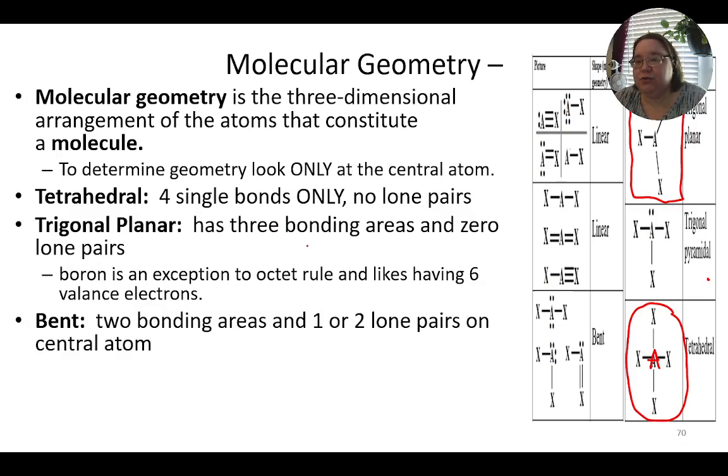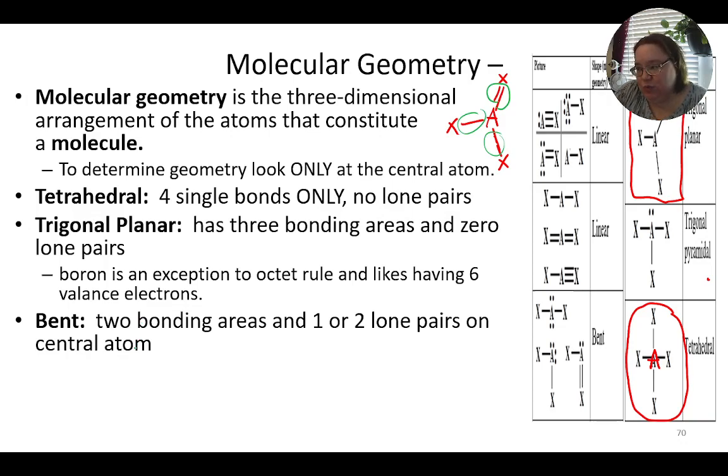The other type of trigonal planar has a double bond to one of those atoms. Boron does not do this, but other elements do. So it has a double bond and 2 single bonds. So that's what I mean when I say 3 bonding areas. There are 3 areas around that central atom within which we have bonds, whether it be single, double, or triple.